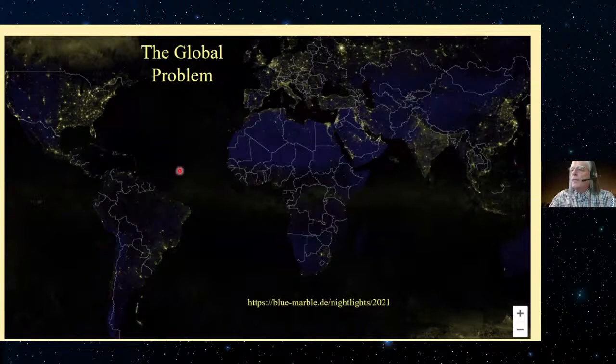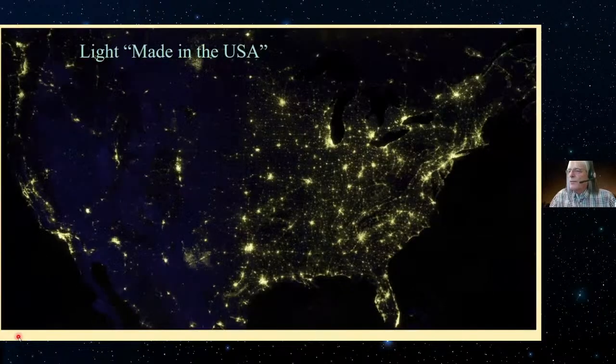Here's the global problem. You can see where people live basically by the lighting. This is a collage of images put together on clear nights, all different areas, and you can see the areas where there aren't many people, the Sahara and the western part of China, and deep in the Amazon and so forth. So this is what we have.